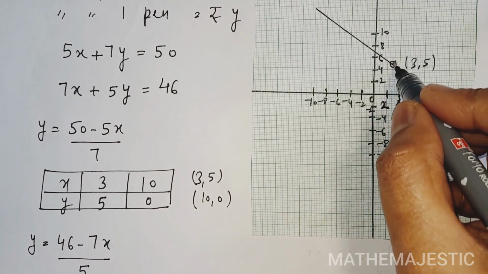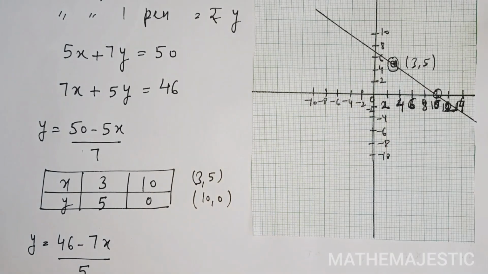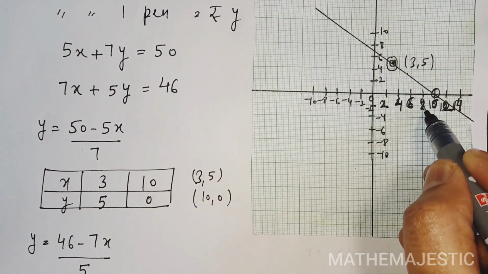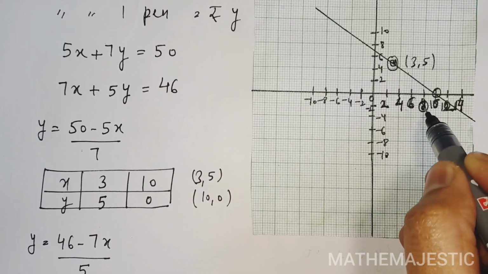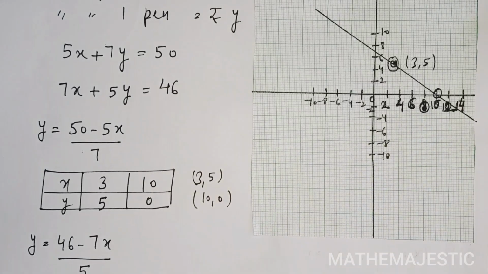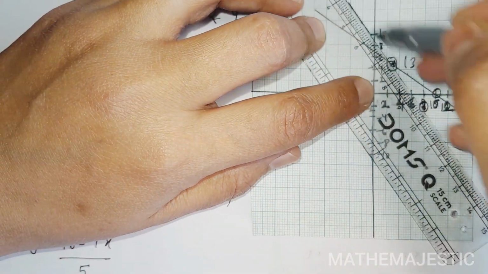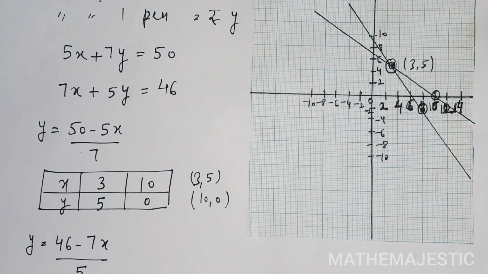So a similar point we will find again. And if x is 8, then y is minus 2. So that will lie here. This is the required point. x is 8, then y is minus 2. So now we will join these 2 points here with the help of the scale. We got the graph like this.